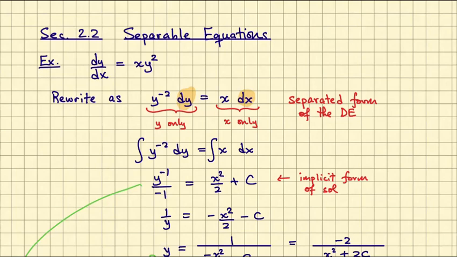Here it just takes a little bit of algebra to do. Why don't we multiply everything through by a minus 1? Now y to the minus 1 is the same as 1 over y, so why don't we reciprocate both sides?